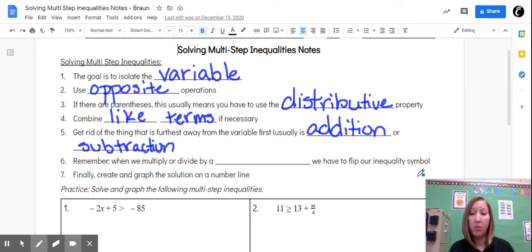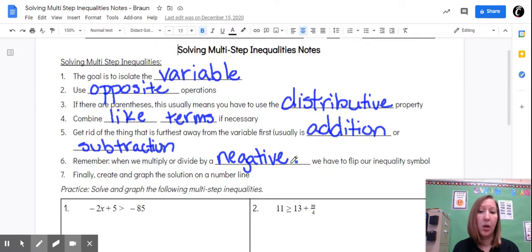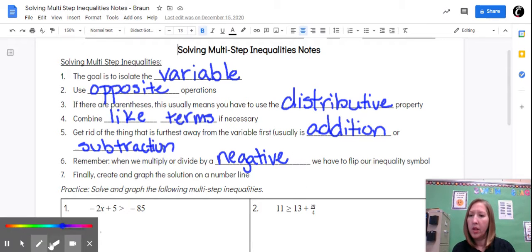All right, we want to remember when we multiply or divide by a negative number, we have to flip our inequality symbol. And then finally, we're going to create and graph the solution on a number line. So we're going to do some practice problems here. We're going to solve these and then we're going to graph them. So let me go ahead and scroll down here.